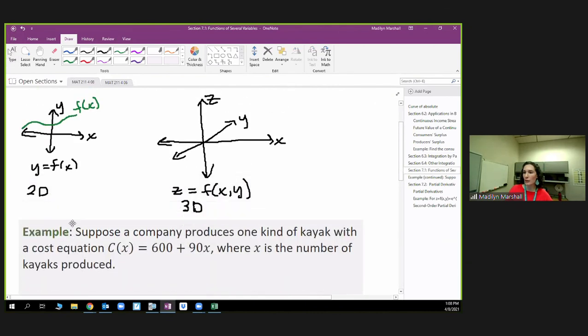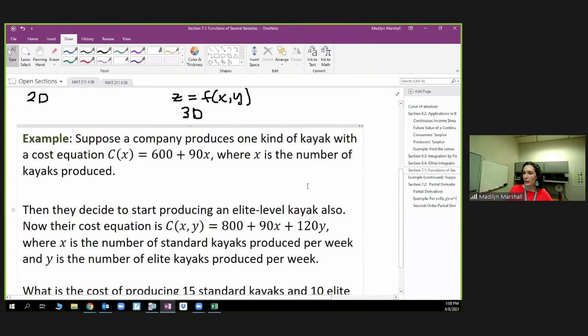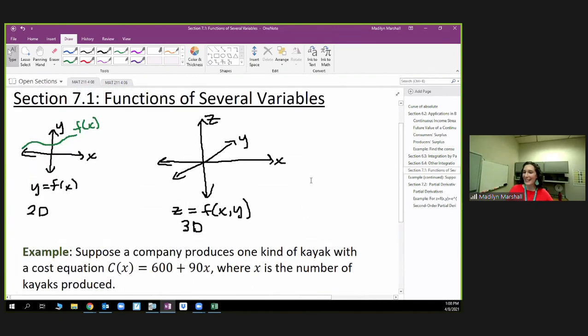And so just to tie this into what we have been doing, you don't necessarily need to write this example down. We're going to come back to this concept next class. But suppose a company produces one kind of kayak with a cost equation, C of x equals 600 plus 90x, where x is the number of kayaks produced. This is the kind of thing that we've been talking about since the beginning of this class.